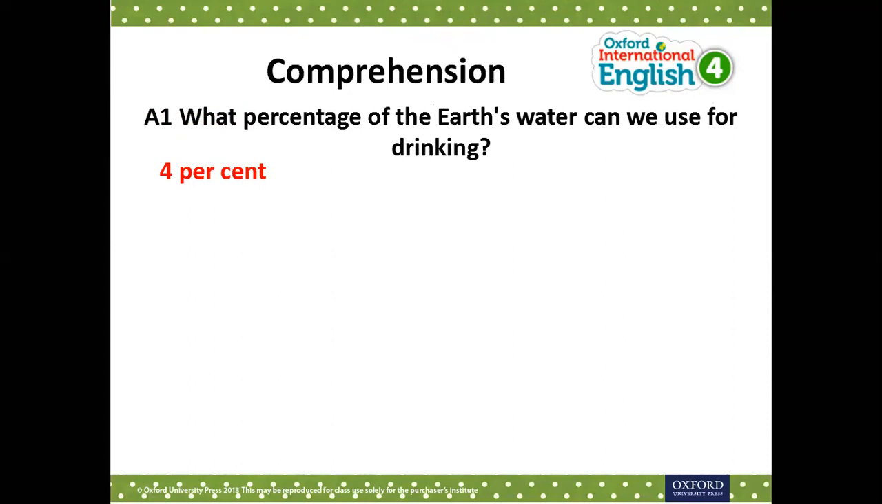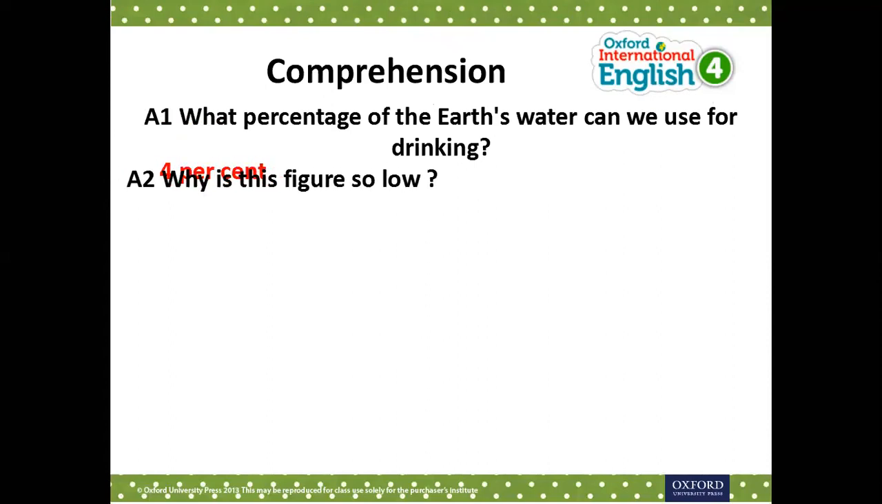That means only 4% of the whole water. Page 120, Muhammad. Yeah, Miss Hajar. Page 120, exercise A1. Okay.